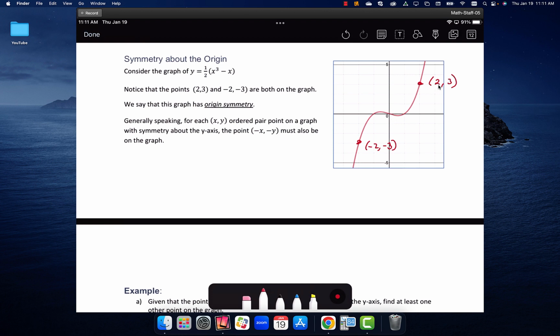And notice what we have. We have any x, y coordinate, in this case 2, 3, or -2, -3 is also going to be there. So another example, if I gave you 1, 0, then the opposite of x, opposite of y, opposite of 0 is just 0, must also be there. That's symmetry about the origin.